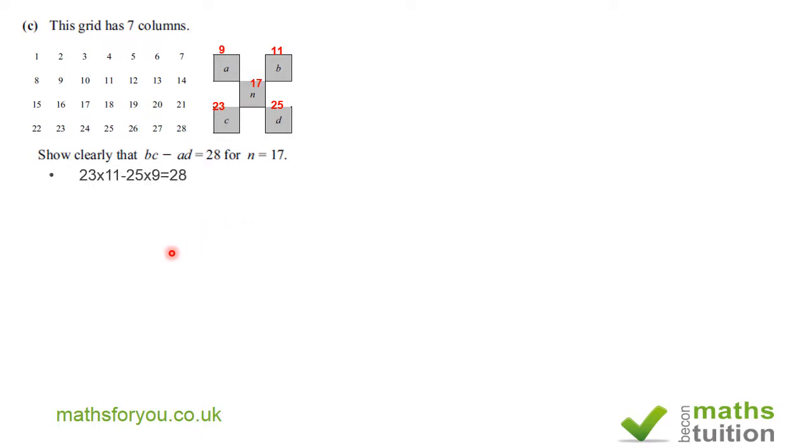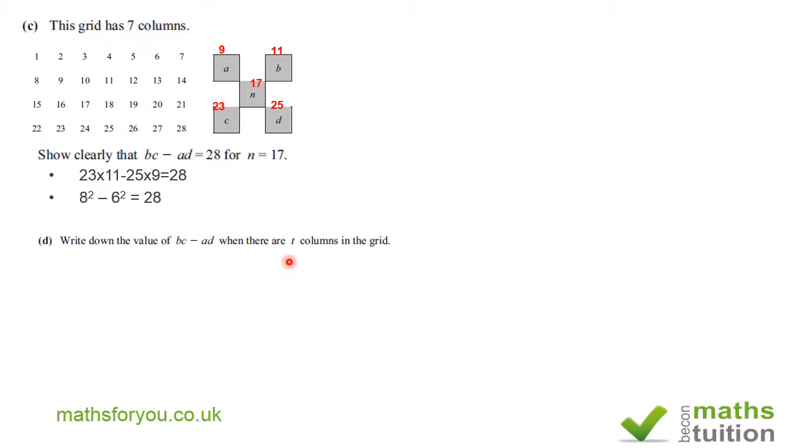Okay, so BC is going to be 11 times 23 minus 9 times 25, and you get 28. You can also get the same result by finding the difference between n and d. The difference between n and d is 8, so you square 8. And the difference between 17 and 11 is 6, so you square 6. So you can get the same answer by doing 8 squared minus 6 squared, and 8 squared minus 6 squared gives us 28.